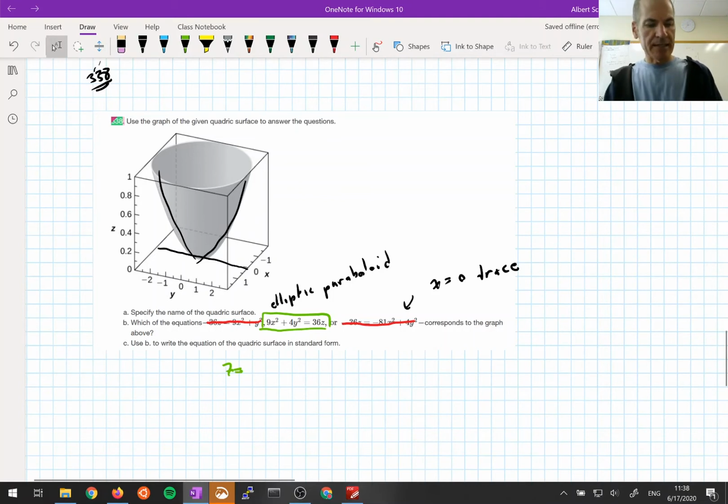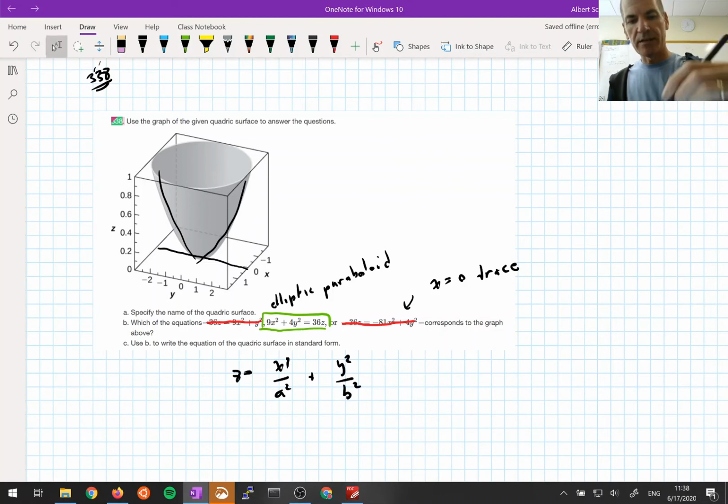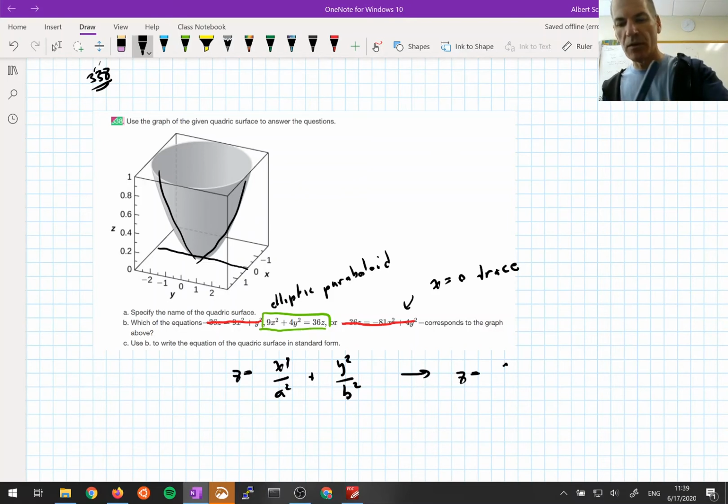The standard form is z equals x squared over a squared plus y squared over b squared, like that. How are we going to do this? It looks like we just need to divide by 36. So in our case, z is going to be, what's 9 divided by 36? That's 1/4. So x squared over 4, aka 2 squared.